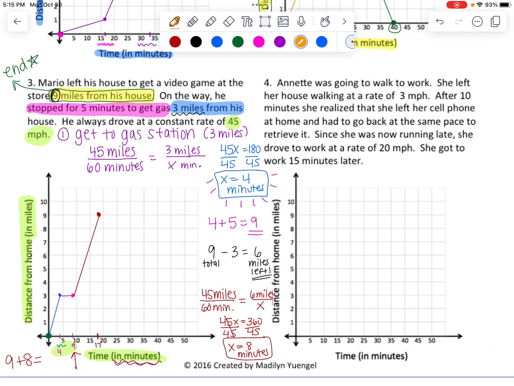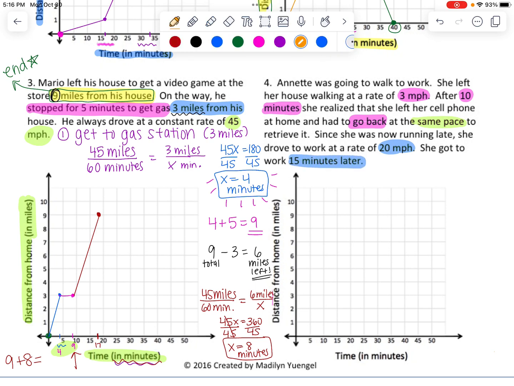All right, guys, last example. Annette was going to walk to work. She left her house walking at a rate of 3 miles per hour. After 10 minutes, she realized that she left her cell phone at home and had to go back at the same pace to retrieve it. Since she was now running late, she drove to work at a rate of 20 miles per hour. She got to work 15 minutes later.